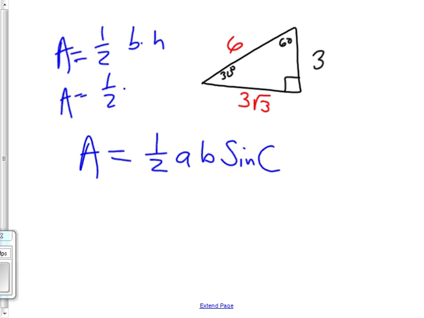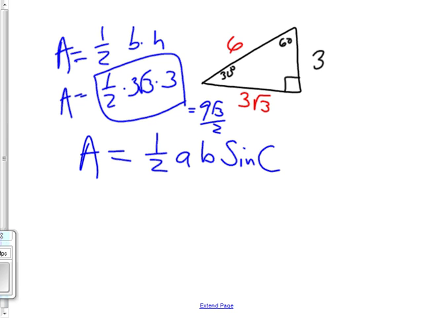One half. What's the base? 3 root 3 times the height, which is 3. So then just multiply this all out, and that becomes, let's see, 1/2 times 3 is 3 halves, times 3 is 9 halves. So it'd be 9 root 3 over 2. Do you get what I just did there? I just multiplied this out, and I got that. So I know that's my answer. I'm not using decimals here. I'm not cheating and using a calculator. I will in a moment.